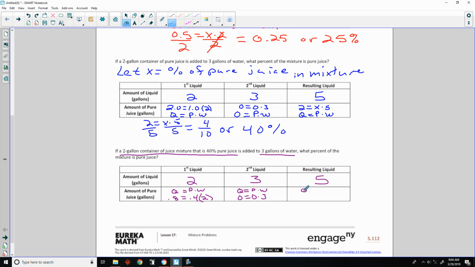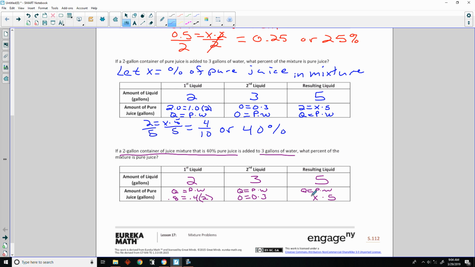Then we're going to do it one more time. Quantity equals some percent times the whole. The whole is 5. The percent is going to be X. We're going to let X equal percent of pure juice in this mixture. And we're trying to find the quantity. So how many gallons of juice mixture is pure juice?